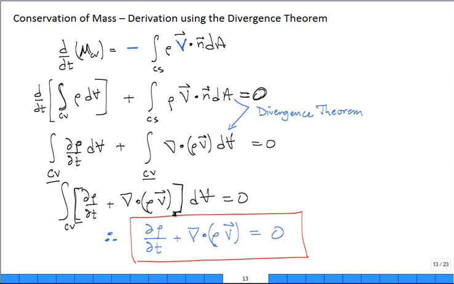If I have a region of space and the fluid flow is going through it, I can do it for that volume, for this volume, for that volume, all the way down to a point. So at every point, that integrand has to be equal to 0 for it to always be equal to 0. And that is our continuity equation.